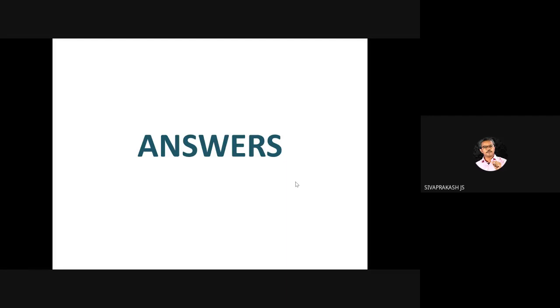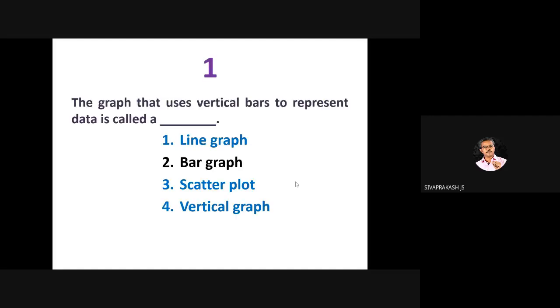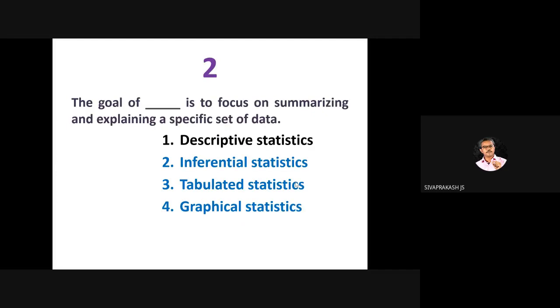So check the answer. Out of 15, you assume there are 2 questions that are wrong. Questions I did not give the chart, right? So I assume there are 13 questions. Let us see. Question number 1. The graph that uses vertical bars to represent data is called a bar graph. So as you rightly said, bar graph. You can put up the tick mark.